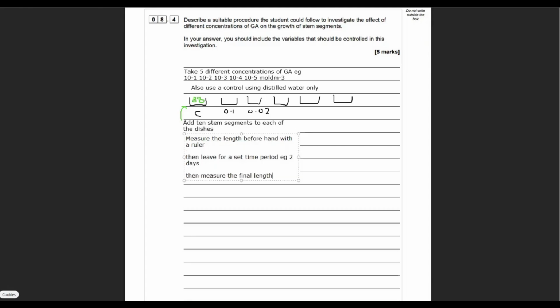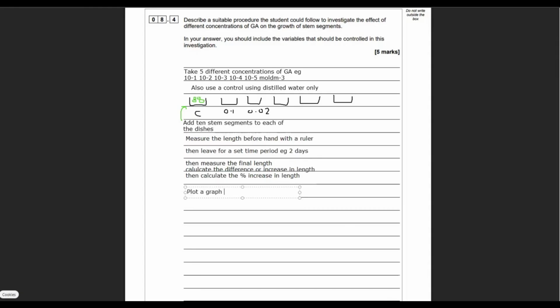And then you're going to leave for a set time period, maybe 24 hours, 48 hours, 10 hours, whatever, 2 days, 1 week. Just make sure it's the same time period for all of them. Then measure the final length once you take them out and dry them off. Measure the final length and calculate the difference between the starting and the final length, your change in length, and then do that as a percentage.